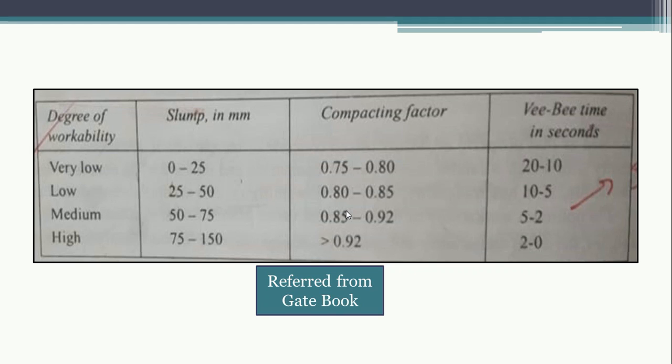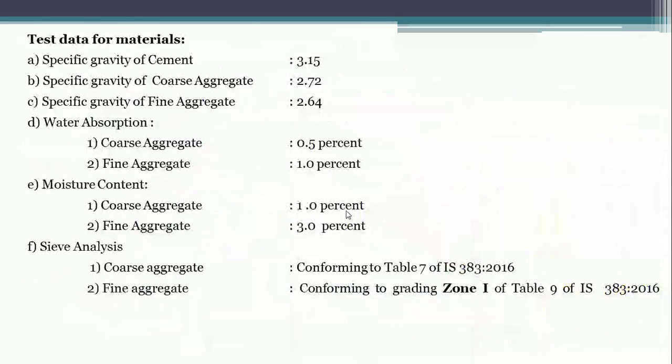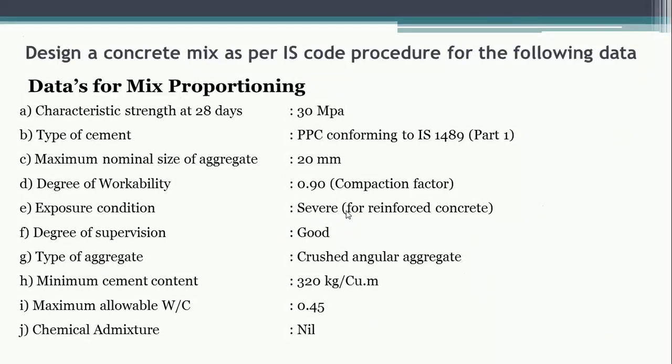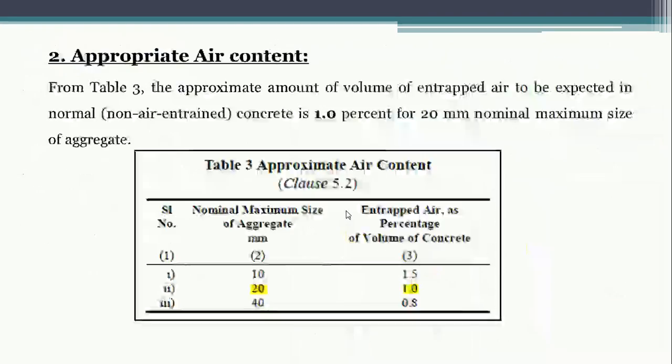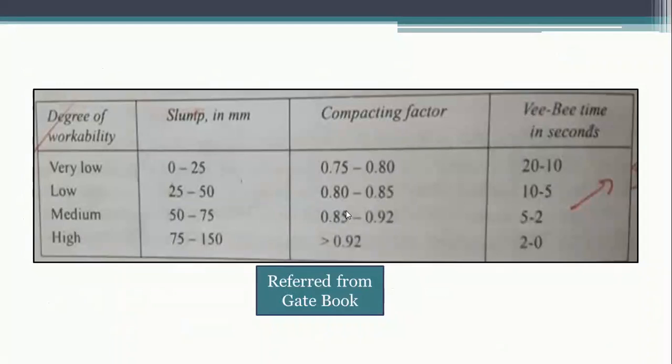For our problem, I'll go back. The problem says the compaction factor is 0.9. So the degree of workability is a compaction factor of 0.9. For 0.9 compaction factor, it falls in the range between 0.85 and 0.92. Since it falls in this range, the corresponding slump is 50 to 75 mm.